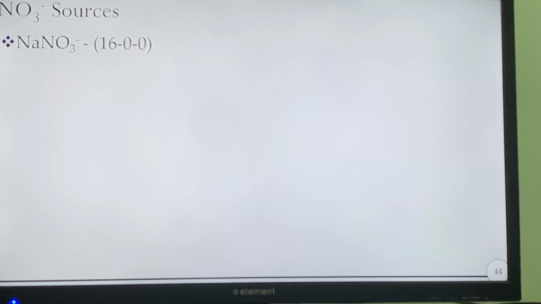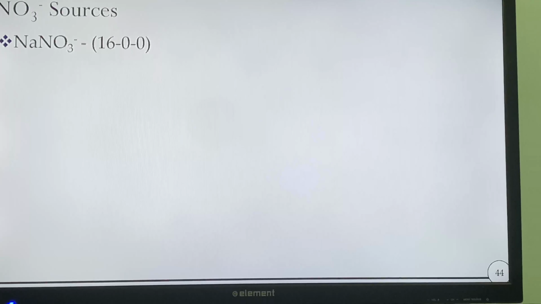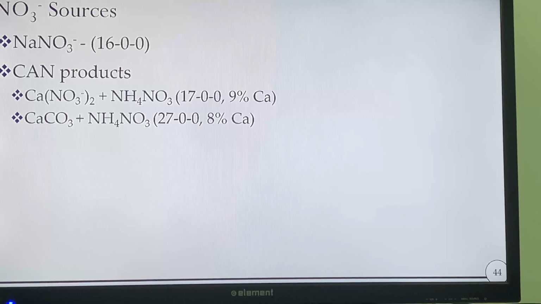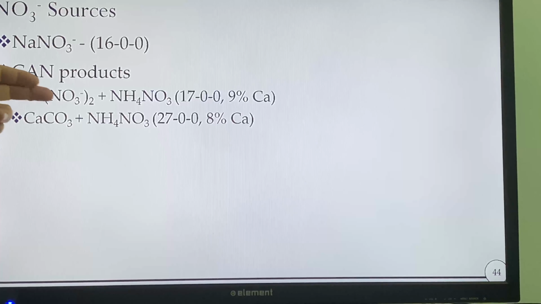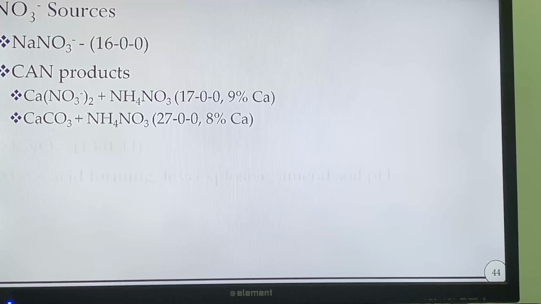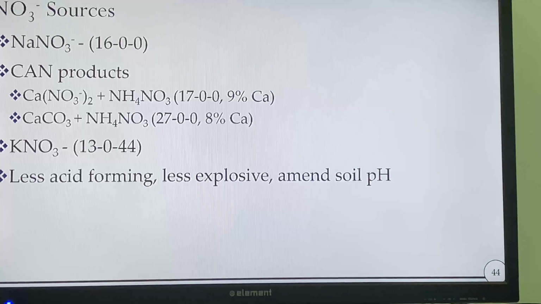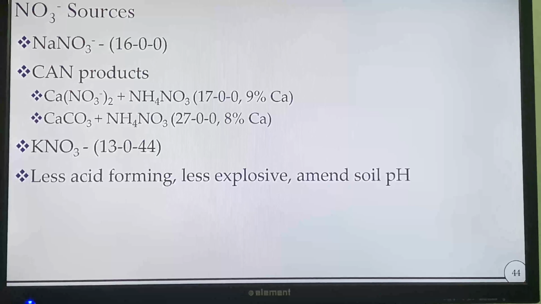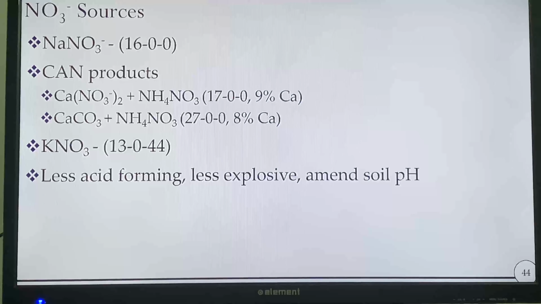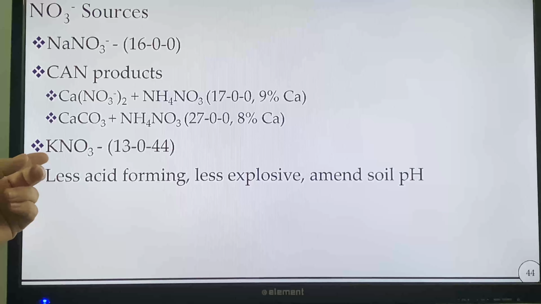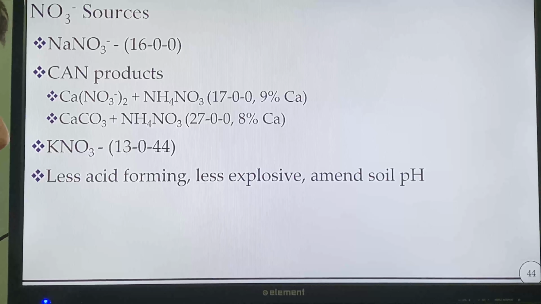Some other ones that you might use, these are likely to be more used in a nursery setting: sodium nitrate, and calcium ammonium nitrate products, just some form of either straight calcium nitrate or calcium carbonate plus ammonium nitrate, and potassium nitrate. We have actually used potassium nitrate in our fertilizer calculations. This is less acid forming, less explosive, and we can also use this to amend our soil pH. And if I'm not mistaken, we use this for stump grinding as well, as a stump remover.